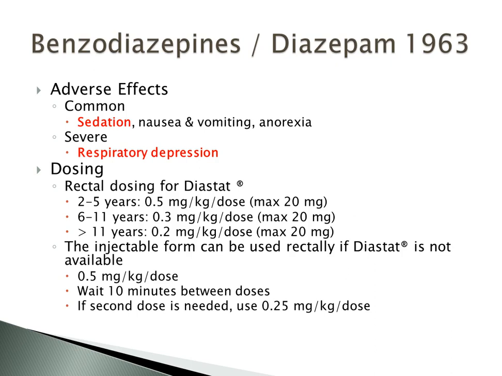Dosing, so if we focus on diazepam for dosing, especially Diastat being probably one of the most common medications we'll see in practice, hospital or ambulatory, it's interesting because the dose, milligram per kilogram, reduces as the patient gets older. So a 2 to 5-year-old, 0.5 mg per kg per dose, 6 to 11 down to 0.3, and then greater than 11, 0.2 mg per kg per dose. If Diastat's not available, you could use the injection form, and this was much, much more common prior to Diastat coming onto the market.